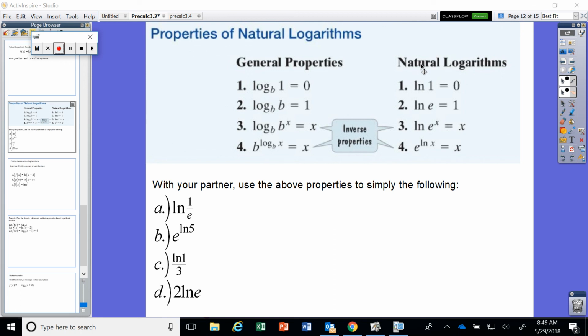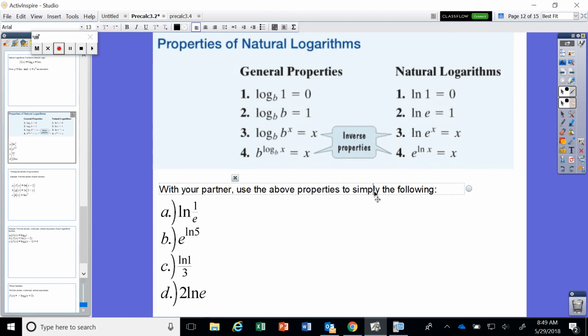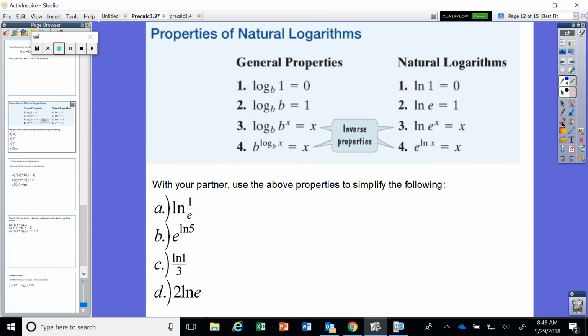All right. So now down below, obviously you guys might not have a partner next to you, all right? But use the above properties to simplify the following problems here. So let's take a look. I challenge you, pause the video before we dive into these and see what you can come up with to simplify some of these results.